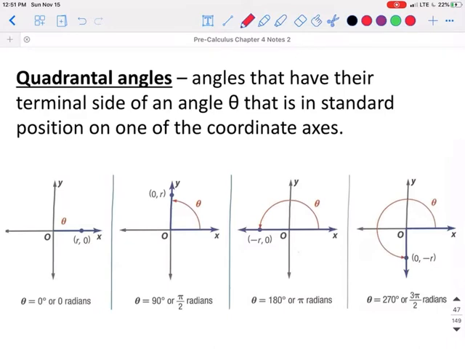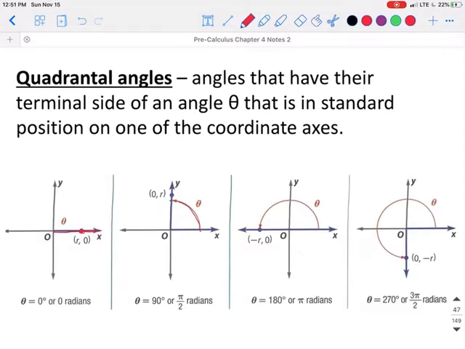Now we do have quadrantal angles. These are the angles that have their terminal side on one of the axes of your coordinate plane. So if the point is on the positive side of the x-axis, we would have the point (r, 0). This is at 0 degrees or 0 radians. Your x value would be r, your y value would be 0.